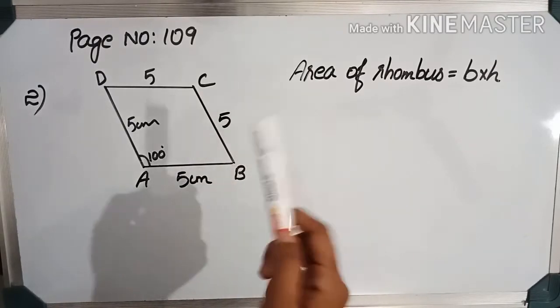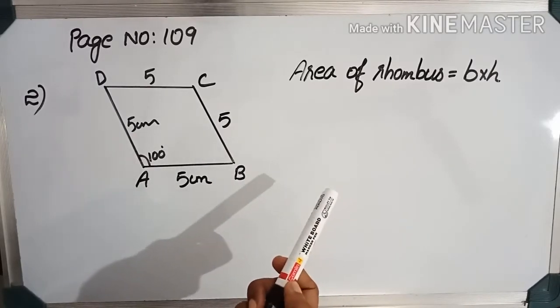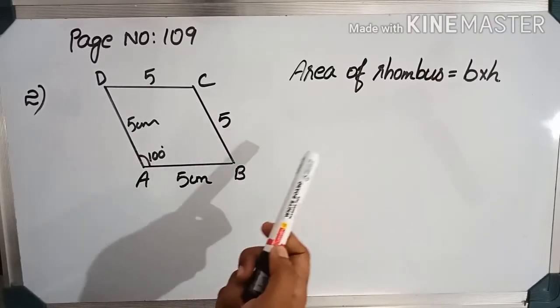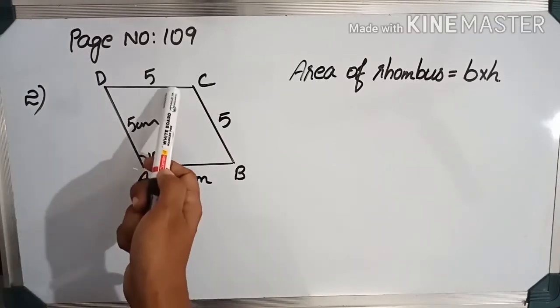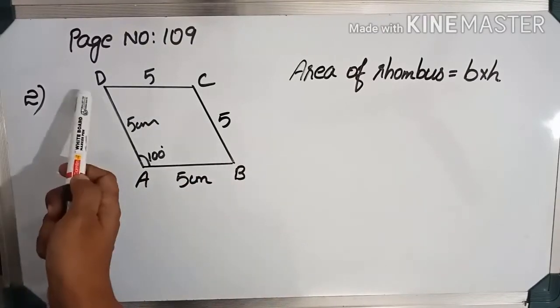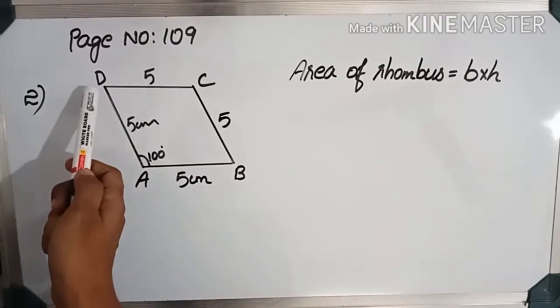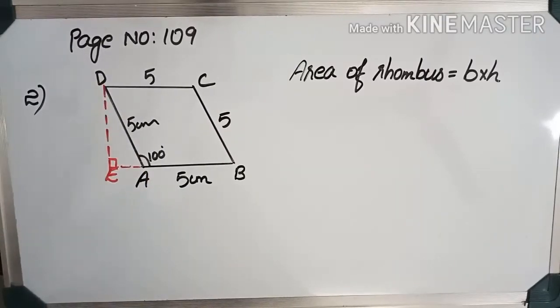Okay, so in order to apply trigonometric values, what do we need? Right triangles. In order to get a right triangle, it is better to draw from here. It can be drawn from here also, but we won't get a right triangle. That's why we are going to draw from this side. So draw a perpendicular line like this.